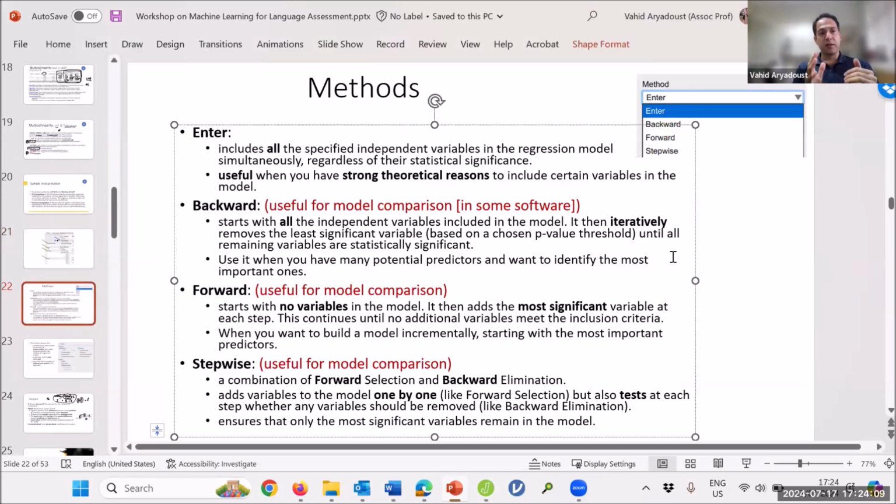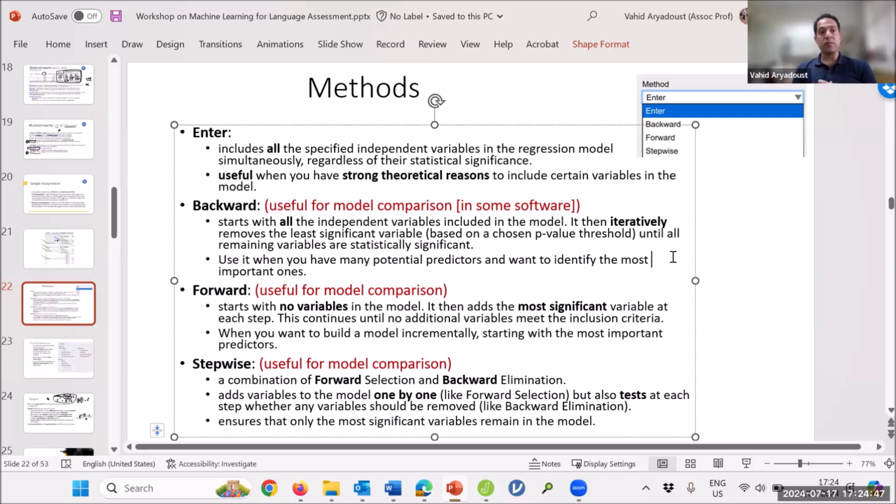Enter. If you're using the enter method, you include all the specified independent variables in your regression model simultaneously, regardless of whether they are statistically significant or not. And just because of this, chances are that your R-square value will increase just a little bit, simply because the model is too complex. So it will inflate your R-square a little bit, even though one or two of those variables may not be statistically significant. When do we use enter? Generally speaking, when there is a very strong theoretical reason why we have to incorporate all those variables.